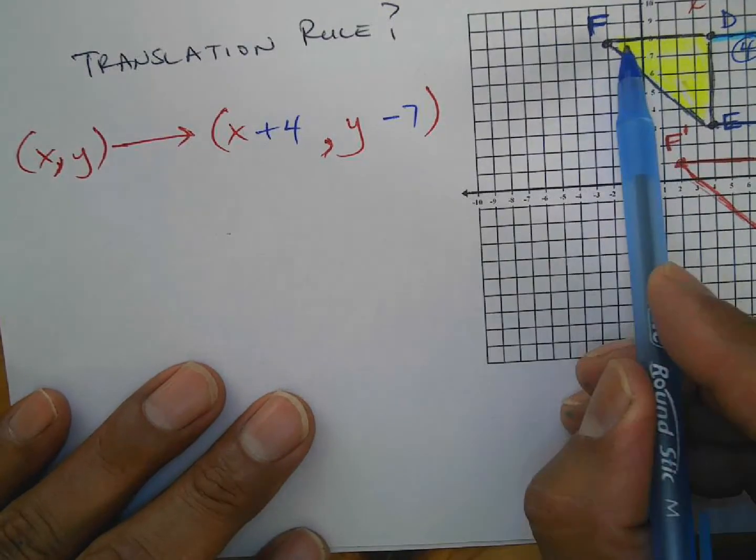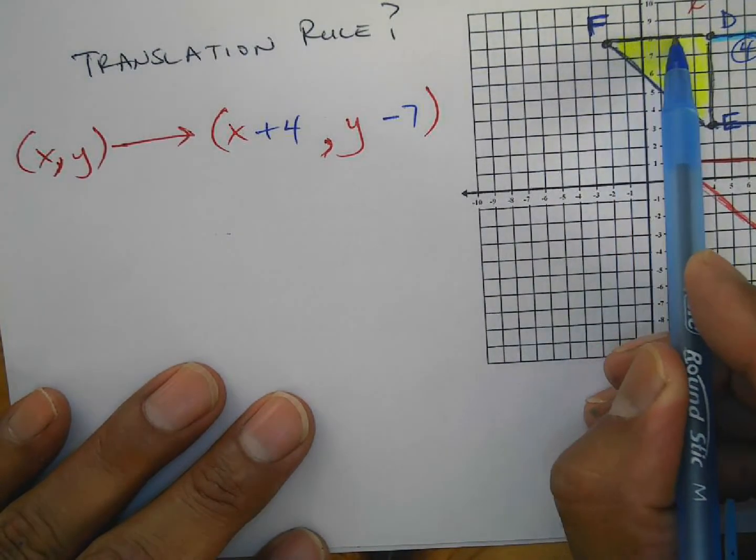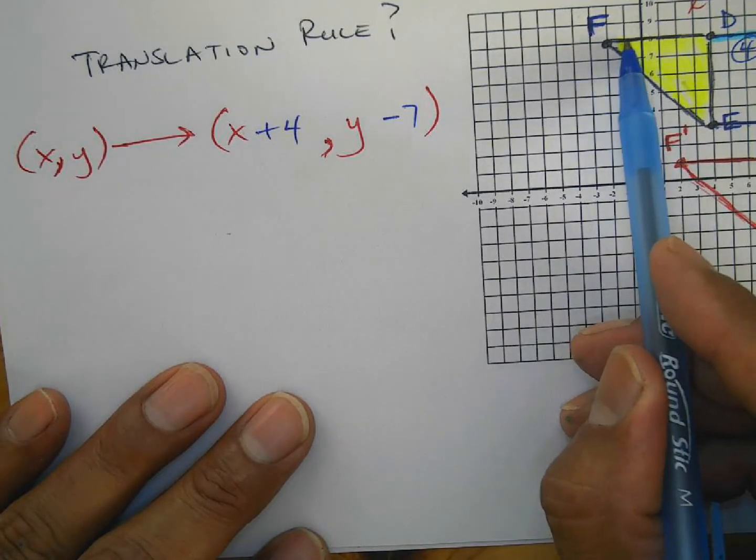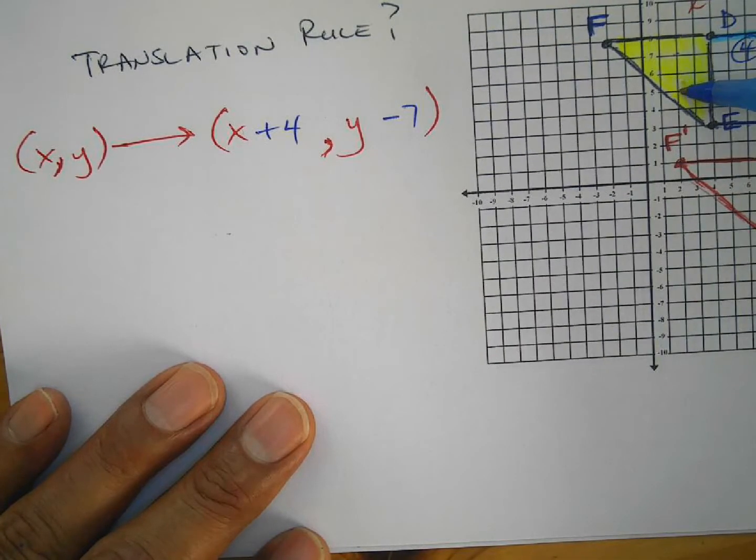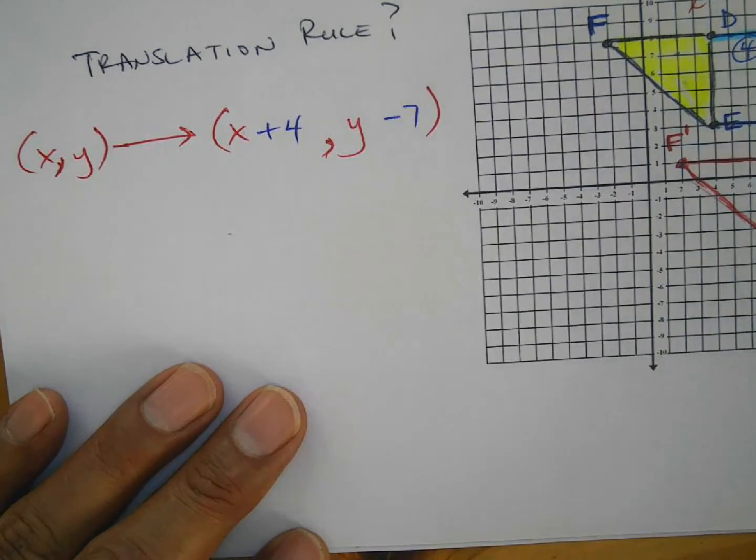That's a translation. If I'm looking at point F, 1, 2, 3, 4, and 1, 2, 3, 4, 5, 6, 7. Yep.